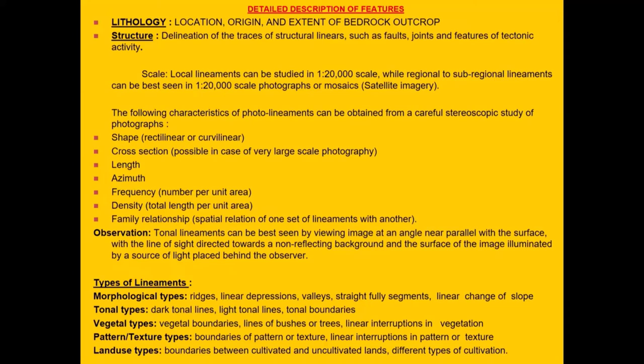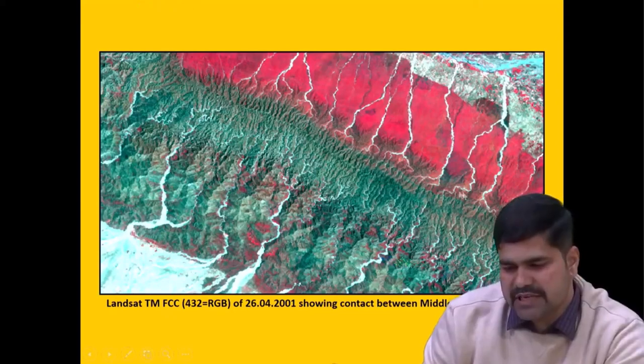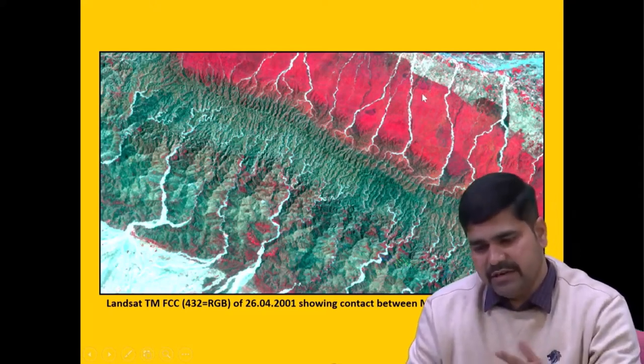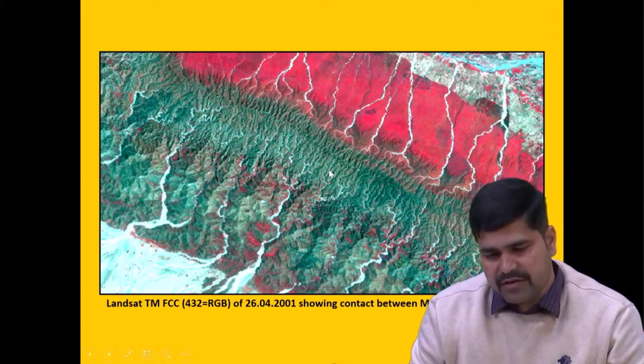There are major lineament types: morphological lineaments, tonal types, and vegetal types, so different vegetation types, patterns of texture, land use types, all these can act as different types of lineaments. Please see, you can see a particular change in color here. This is basically the ridge of these Shivalik hills. On this side there is a different type of vegetation, on this side there is a different type of vegetation. The drainage also is different. There is a fine drainage here, and after that the drainage becomes coarse.